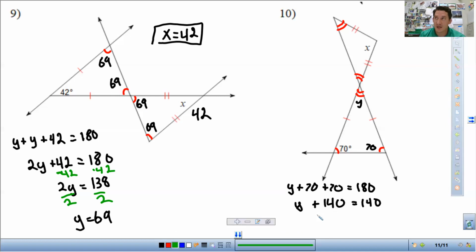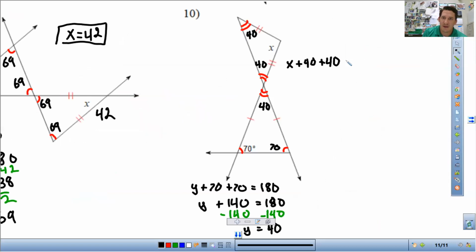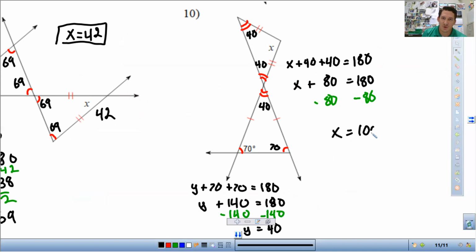Subtract 140 from both sides. I'm a step ahead of myself. This should be 180. So you get y is equal to 40. So this is 40. So that means this is 40. So that means this is 40. So to find x, it's going to be x plus 40 plus 40 is equal to 180. 40 plus 40 is 80. Subtract 80 from both sides. You get x is equal to 100.